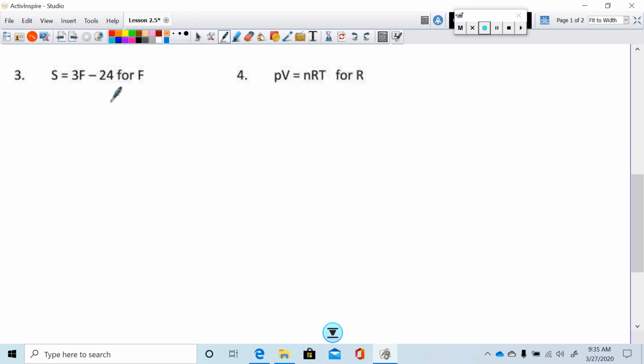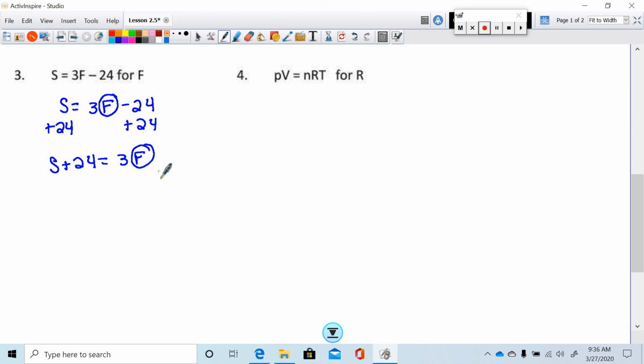Okay, the next one, I have S equals 3f minus 24. Okay, the first step, anything stuck to f gets saved for last. Anything stuck to the variable that you're solving for gets saved for last. So the first step is to do the opposite of negative 24, which is a positive 24. So I'm going to add 24 to both sides. So that's going to give me S plus 24 equals 3f.